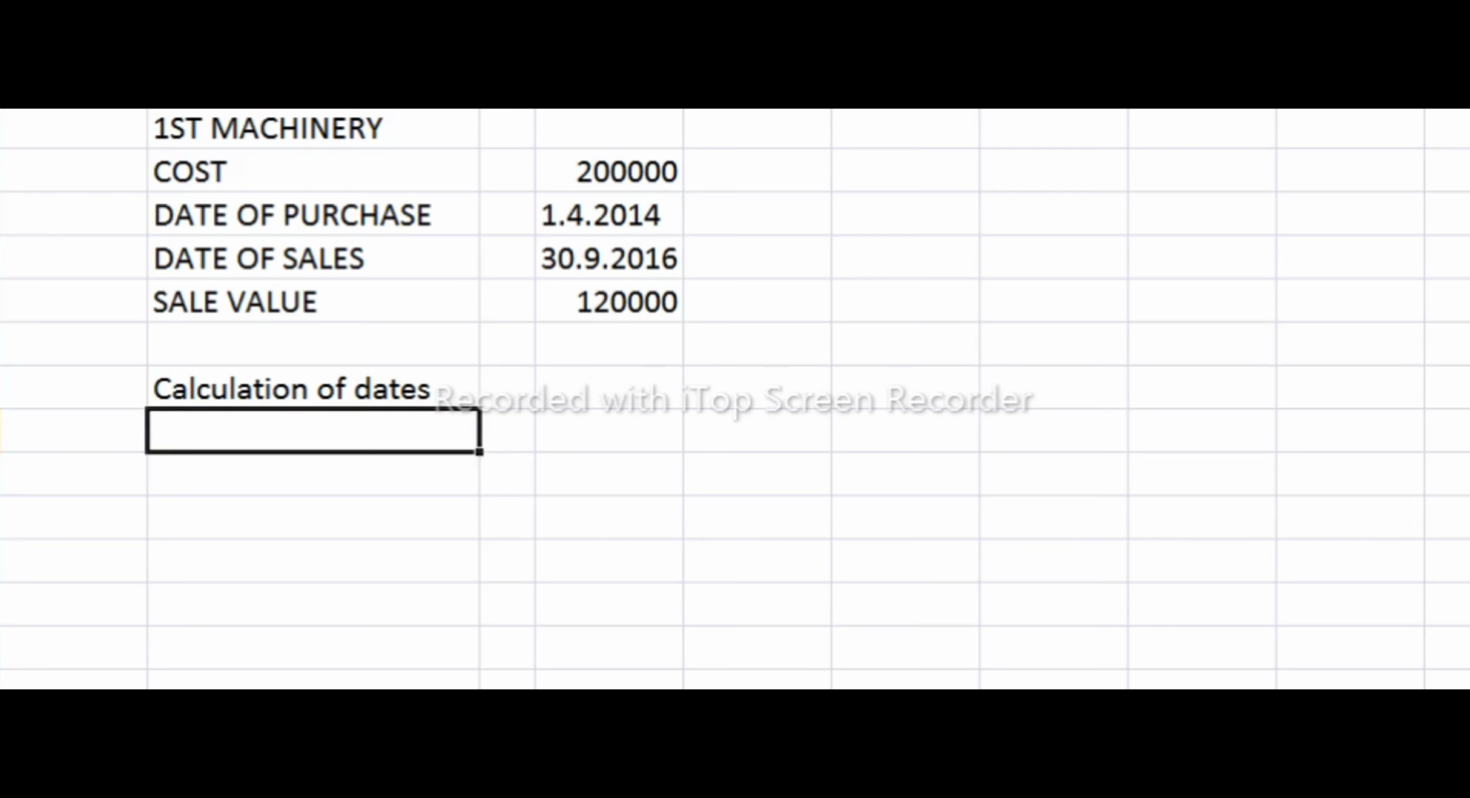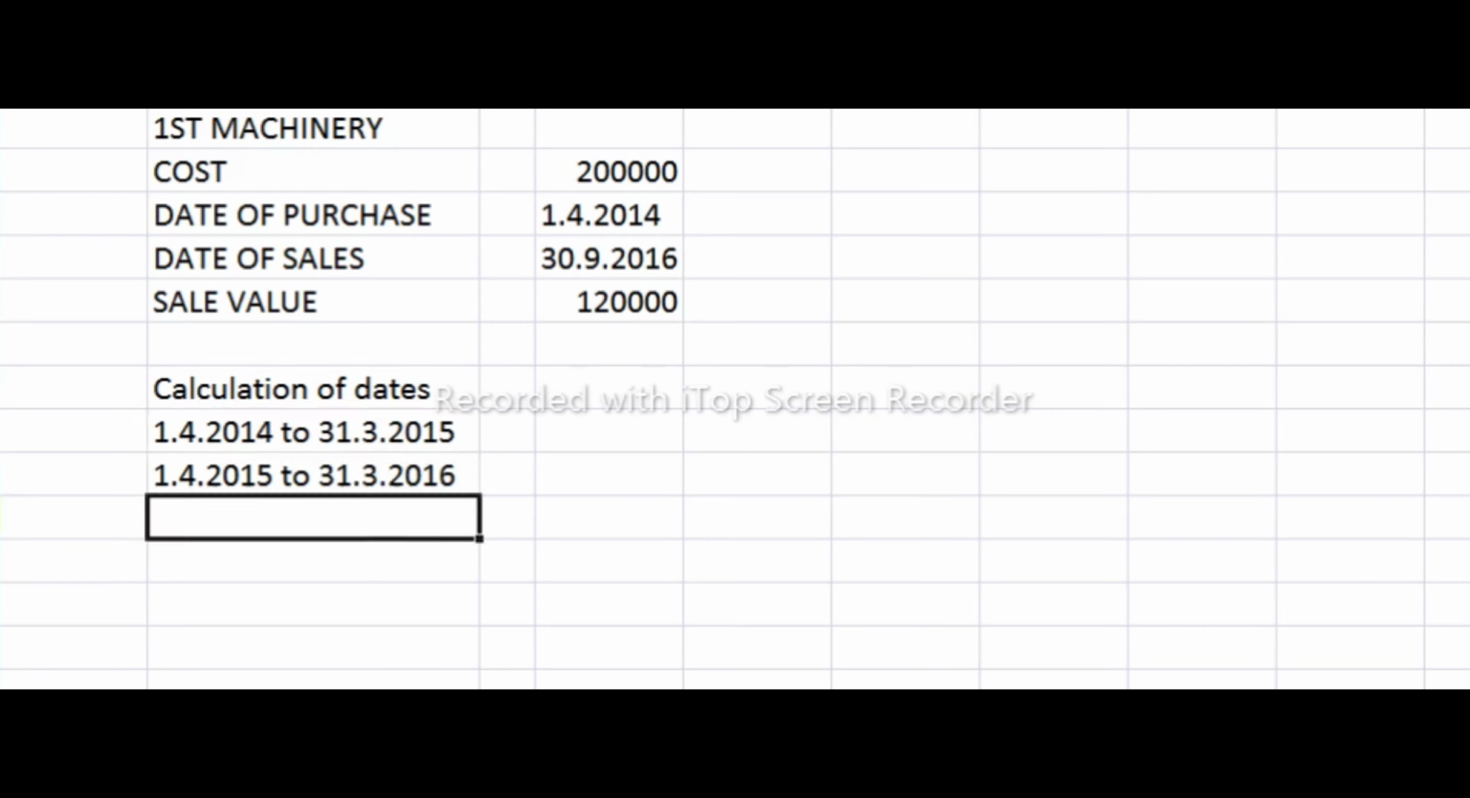The first step in the working note is calculation of dates. So we must start the calculation of dates with the date on which we purchased the first machinery. So 1/4/2014, and the accounts are closed on 31st March of every year. So 31/3/2015. Why? Because after April, the next year only we will come to March. Then the second year depreciation we have to start with April. So after March 2015, immediately we have April over there.